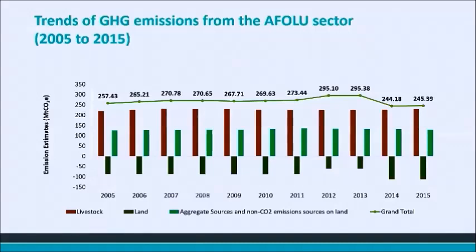Thanks. So the story of the AFOLU sector, as opposed to the other sectors, is that overall the trends of emissions from the AFOLU sector are flat, in the sense that there is not much difference between the emissions in 2005 and 2015. If anything, emissions in 2015 are a little lower than emissions in 2005. So what you see in the AFOLU sector in terms of emission trends is a flat trajectory.